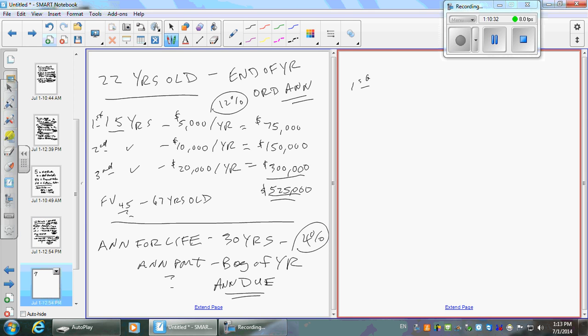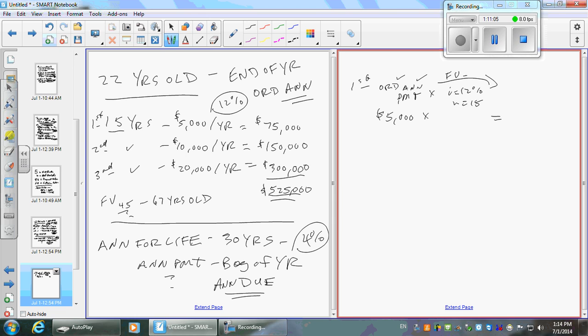The first one, I've got an annuity. What kind of payment? Ordinary annuity payment, right guys? For how much? $5,000. I'm going to take that times what? The future value factor for an ordinary annuity. Interest rate, we said 12%. Number of periods is 15. I'm valuing that at 75,000. So what's that factor?